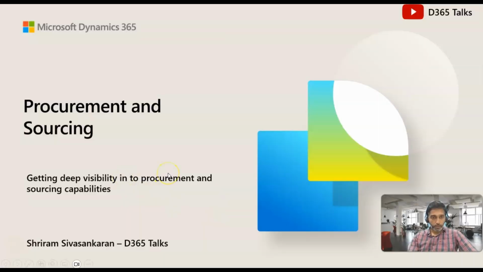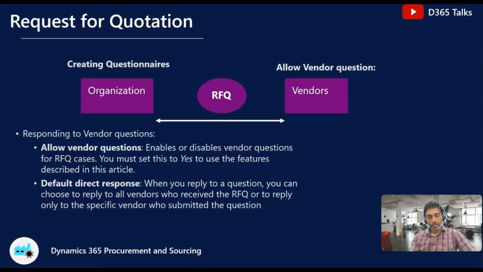Let's start off the topic. We already discussed two episodes regarding the capabilities of RFQ and the processes. Now we will be discussing how to ask questions and answer questions related to vendors, clarify those, and collaborate with them using the out-of-the-box capabilities of Dynamics 365 F&O.